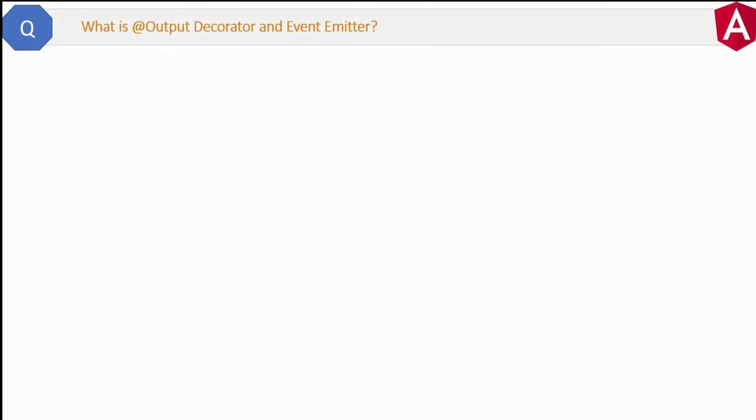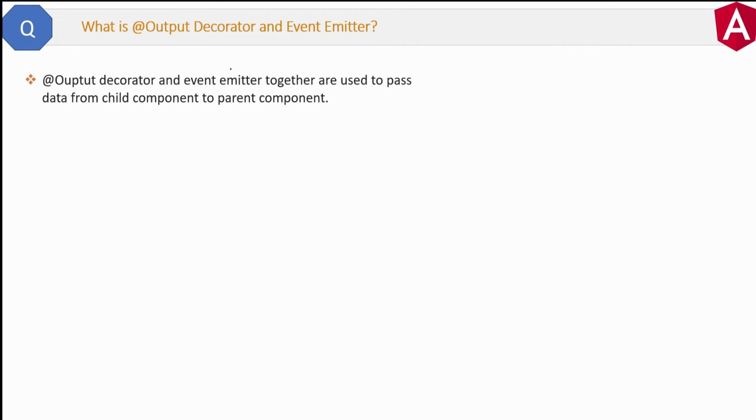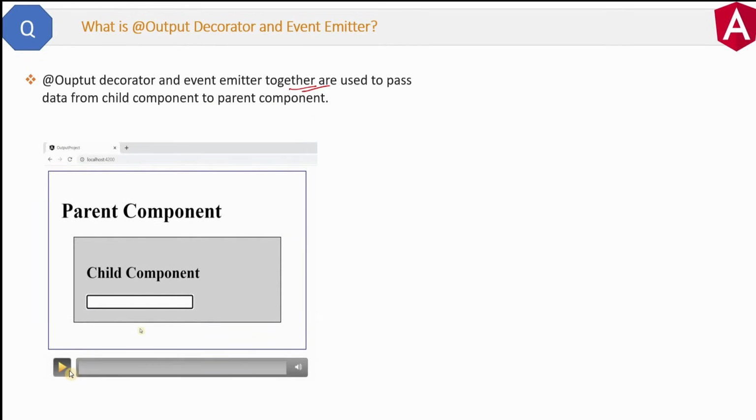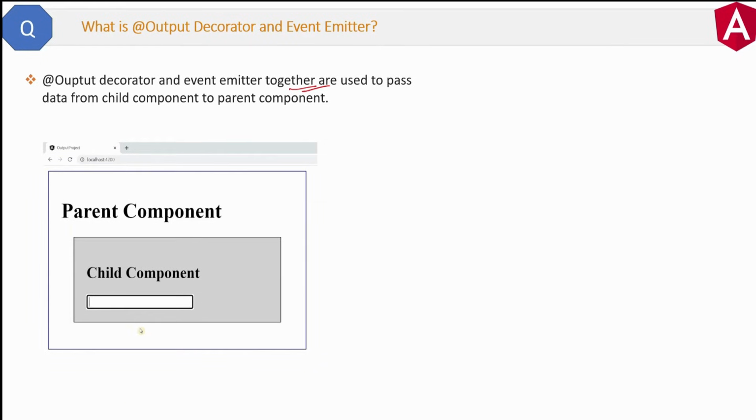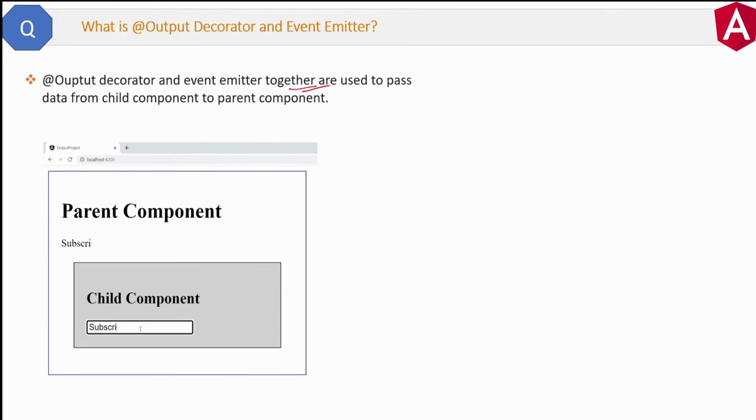Here is the question. What is the Output decorator and EventEmitter? The answer is simple. The Output decorator and EventEmitter together are used to pass data from child component to parent component. Let me show you a practical and real-time use of it. Here is our parent component, and inside that there is a child component. Now whatever I am typing inside the input of the child component is reflecting here in the parent component. This is possible with the help of the Output decorator and EventEmitter only.